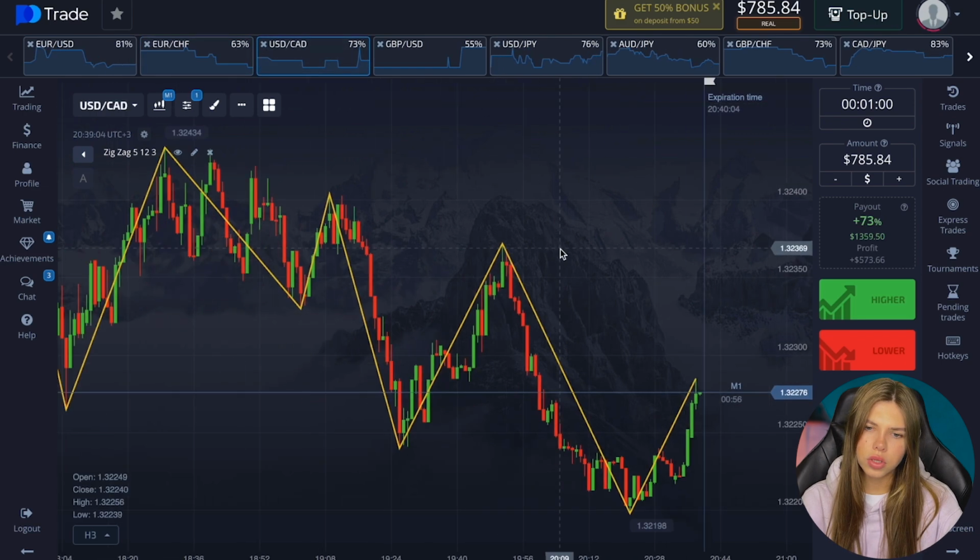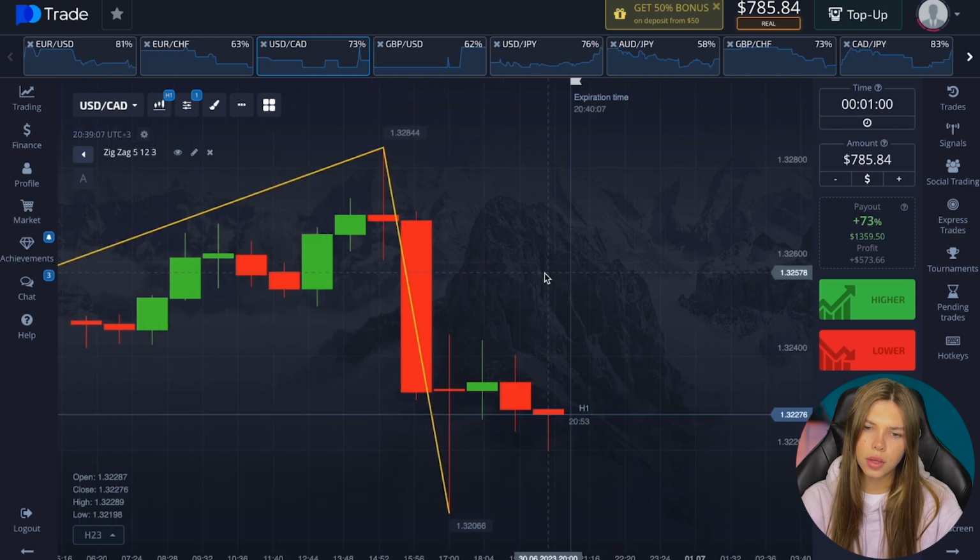Let's move on to the next currency pair. Probably we will not stay on one currency pair for a long time. Now we will look at the next one.